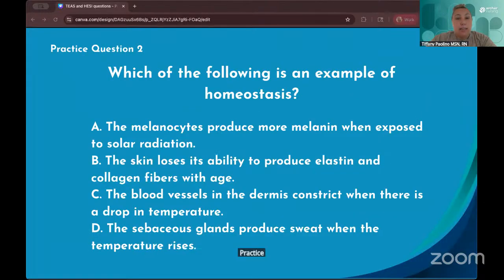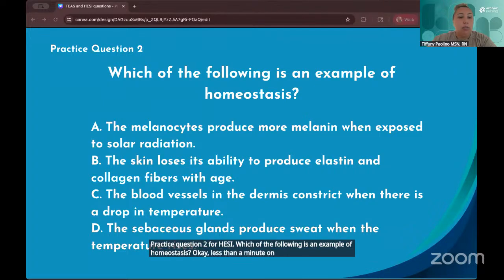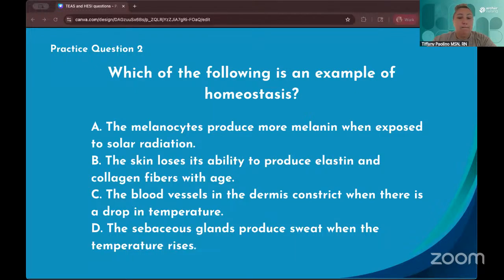Practice question 2 for HESI. Which of the following is an example of homeostasis? Okay, less than a minute on the clock. Read through these. I might have just given you this answer with what I just talked about. Hopefully I did. Homeostasis. Keeping everything balanced, right? What do we think?